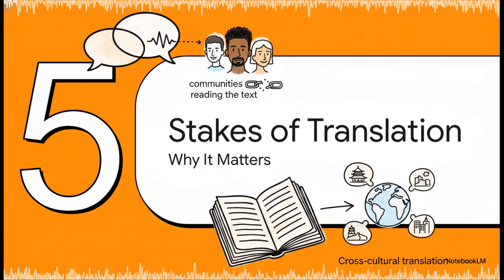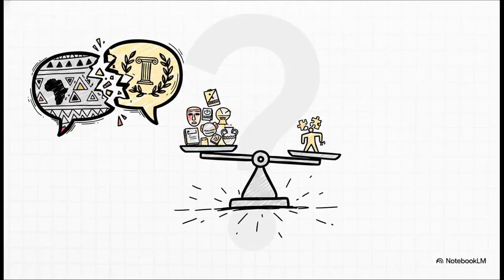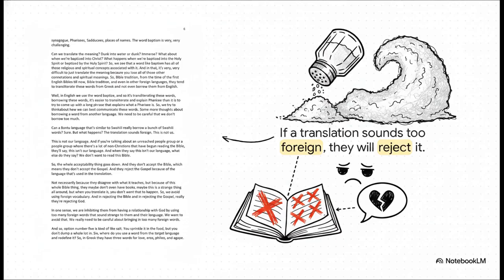Finally, let's take a step back and examine why all of this linguistic gymnastics actually matters. Part 5, the stakes of translation. We really have to ask a serious question about the balance of this work. What is the tipping point where a translation actually breaks down and fails the very people it's trying to reach? Like, what happens if you borrow way too many Swahili words or too many Greek terms in a local translation? Well, Dr. Payton uses a fantastic analogy for this.